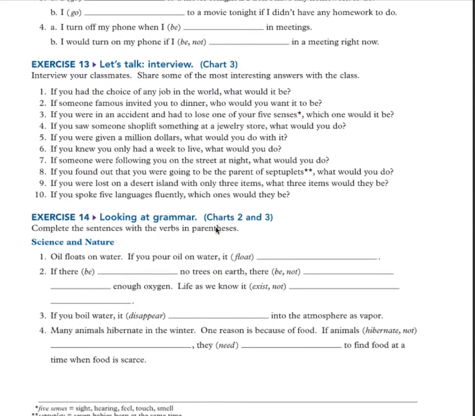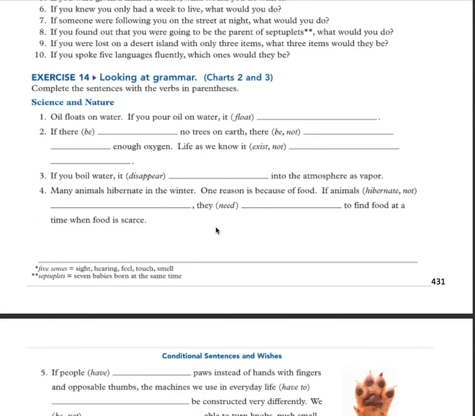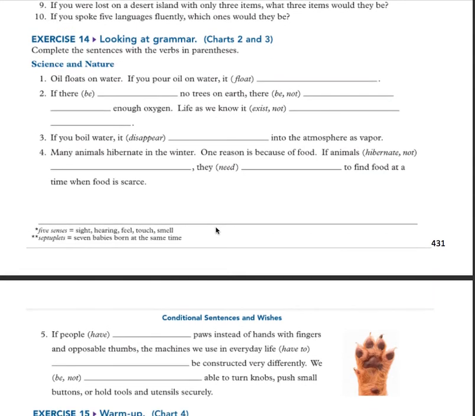Okay. We're not going to do 13, but let's go into 14. And 14, it goes into page 432. Complete the sentences with the verbs in parentheses. Science and nature. Now remember that we talked about if it is an established predictable fact or general truth, you can use either the simple present or simple past in the result clause. Okay?